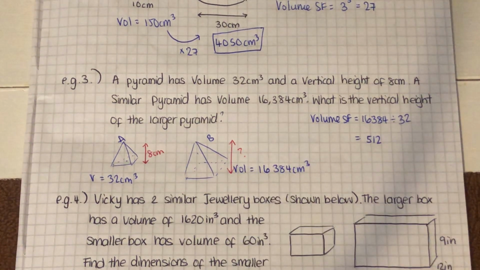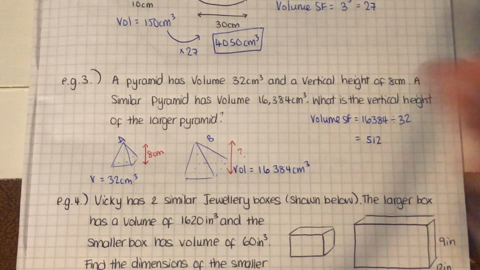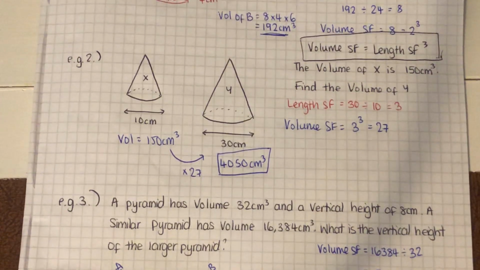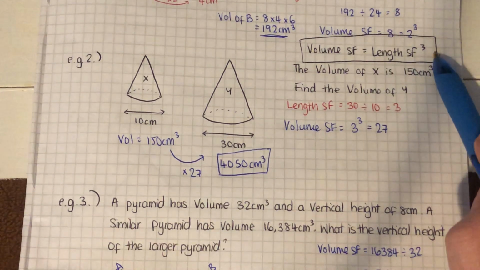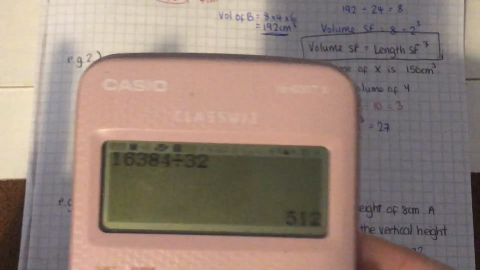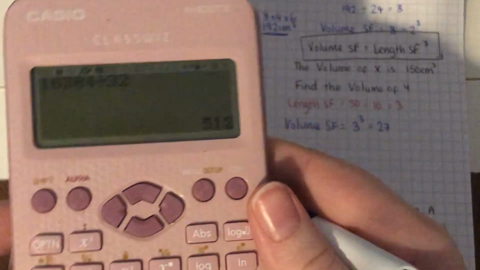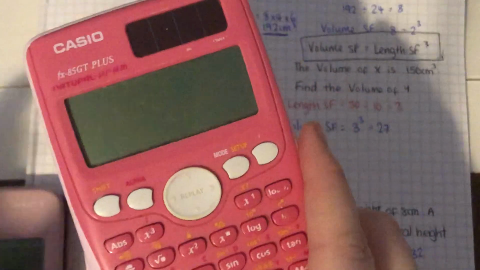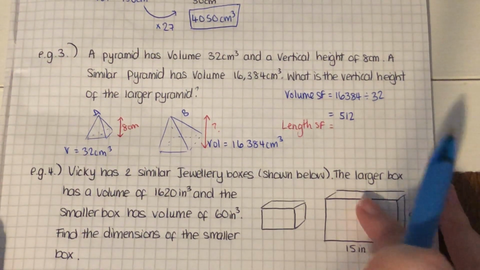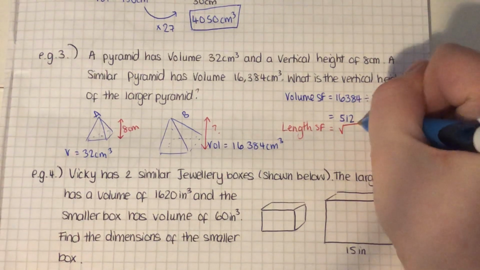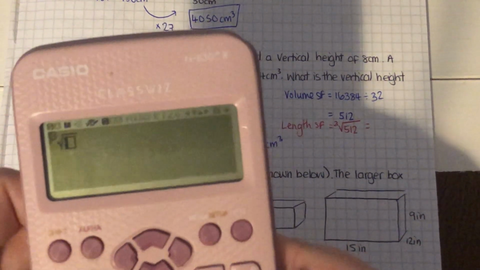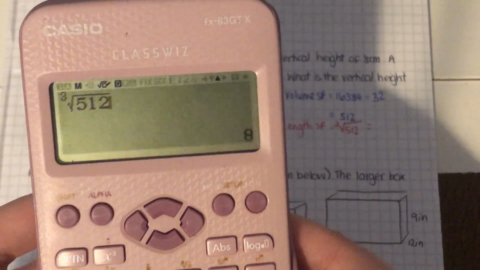Now, vertical height, these are just lengths, so we actually do need to find the length scale factor. As I said before, the volume scale factor is the length scale factor cubed. So to get from the volume to the length, it's going to be the cube root. On my calculator you click shift first and then the square root button, which is there. So the length scale factor is going to be the cube root, with a little 3 there, of 512. So shift, square root button, you can see you've got a little 3, and then 512, which gives us 8.